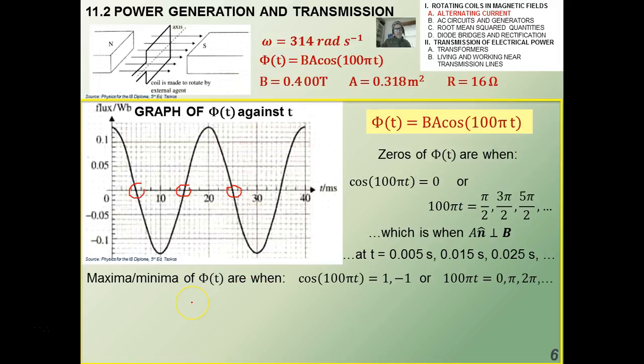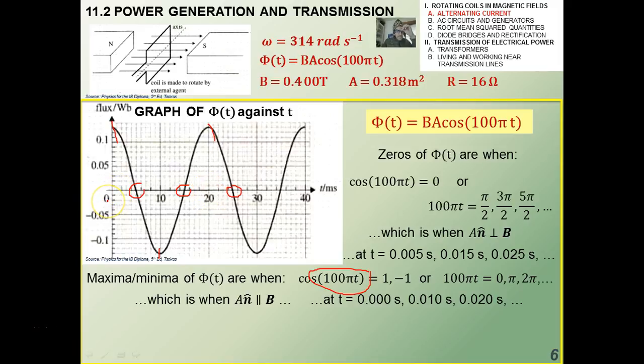Now the maxima or minima of phi of t are when the cosine is 1 or negative 1. To get those times, we set 100 pi t, which is the argument in these parentheses right there, equal to 0, pi, 2 pi, because cosine is at a maximum at those radian values, and we get 0 seconds, 0.01, 0.02. That's here, here, here, and so forth. Remember, the times on my x-axis are in milliseconds.